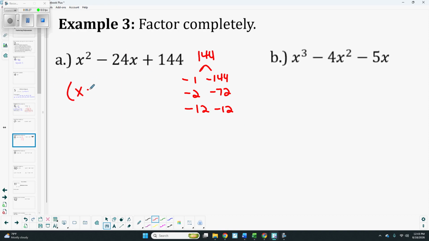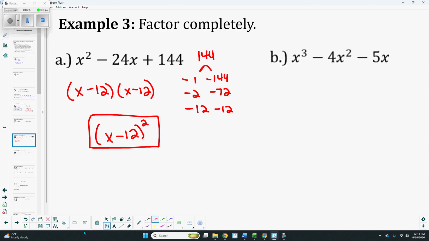So this would be x minus 12 times x minus 12. But the easier way to write this, right, something times itself, is squared. So I could actually write this as x minus 12 quantity squared.